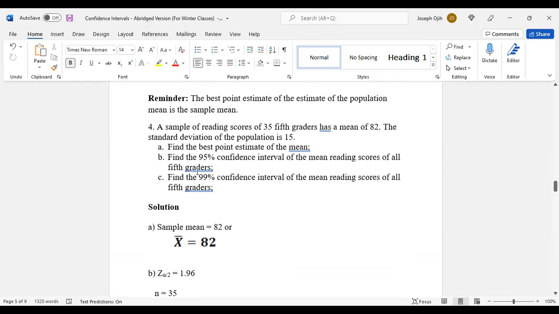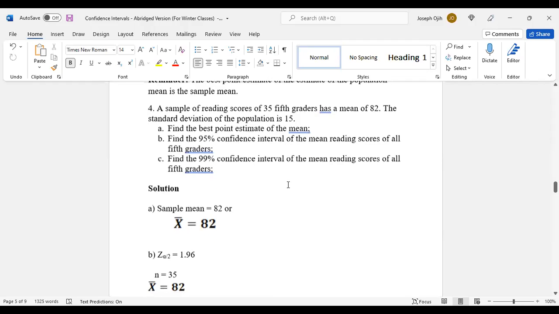First part, we answered it. It doesn't require any work because they gave us the sample mean already. The second part, part B, we just did. Part C is the same process, but this time we're using the 99% confidence, so the only thing that changes is our critical value. Let's do it. It says find the 99% confidence interval for the mean reading scores of all fifth graders.